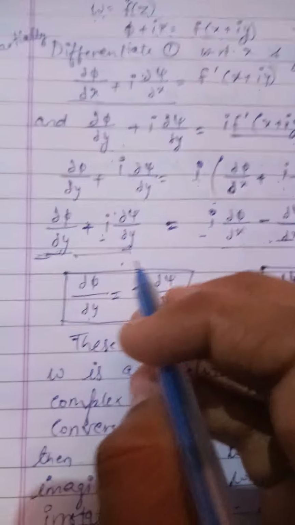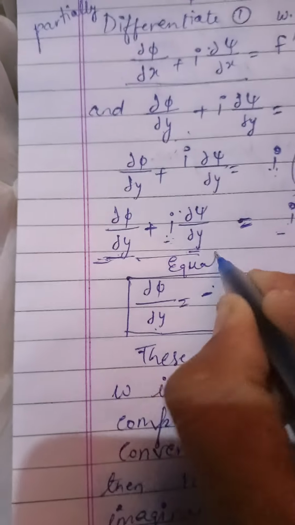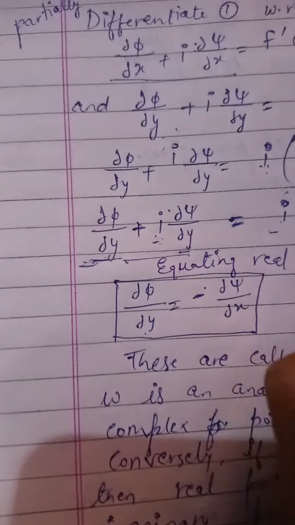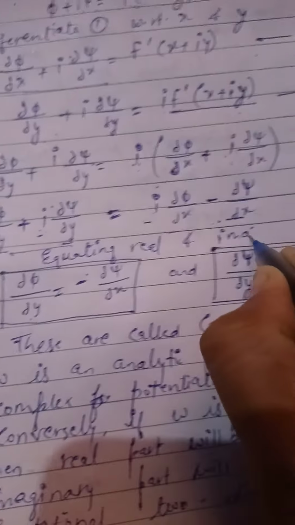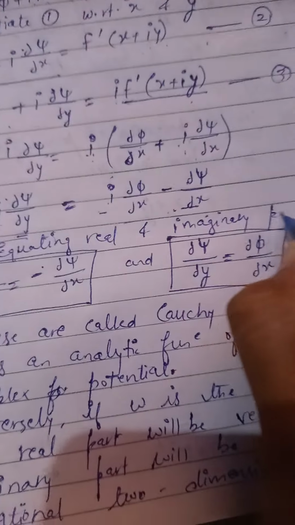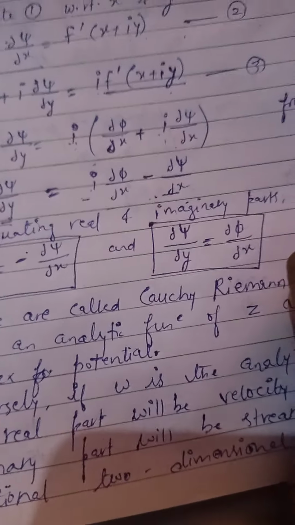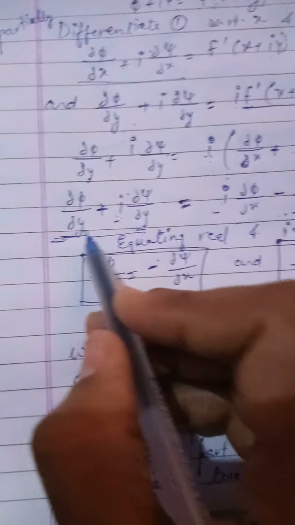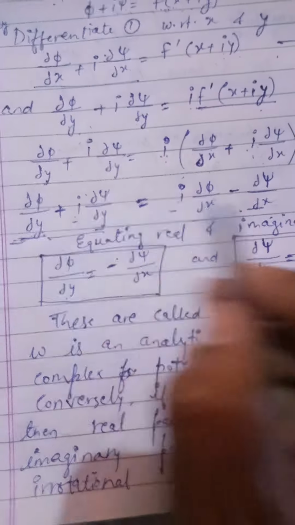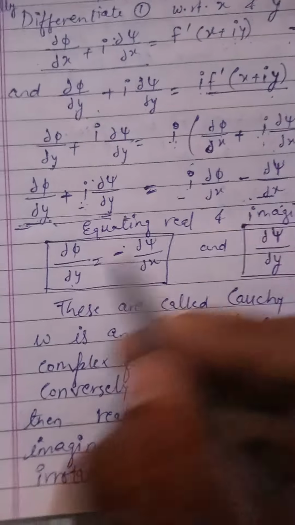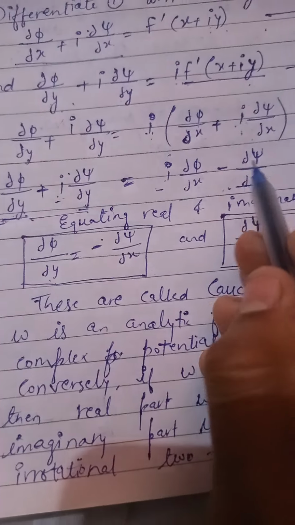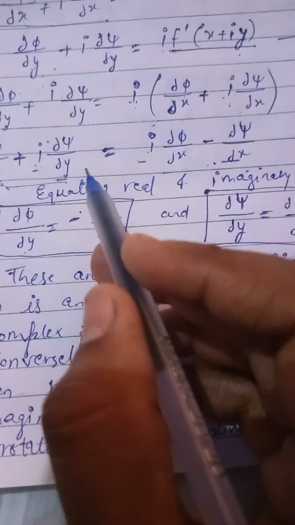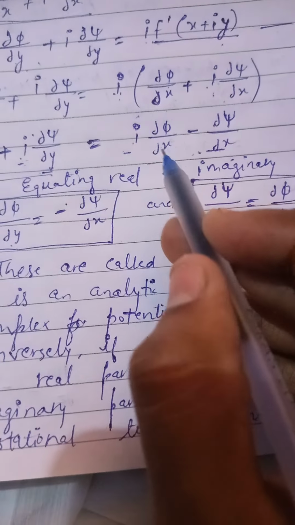Here, equating real and imaginary parts, we get: let's equate this with this one, because the first one and this one are real. So del phi by del y is equal to minus del psi by del x, and similarly this imaginary with this imaginary, del psi by del y is equal to del phi by del x.